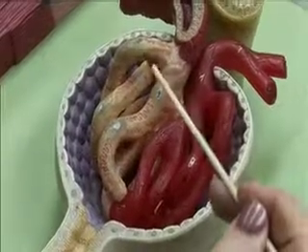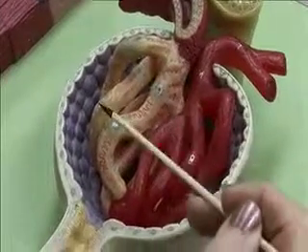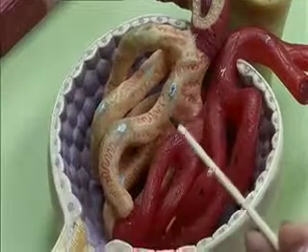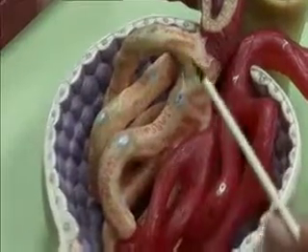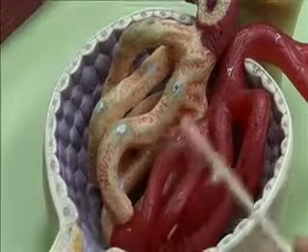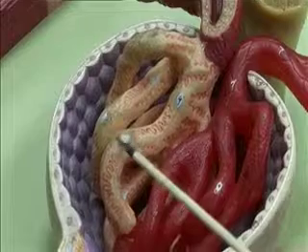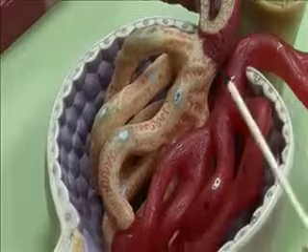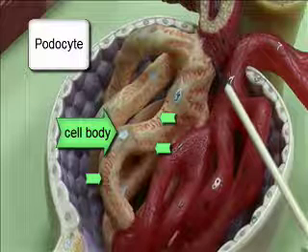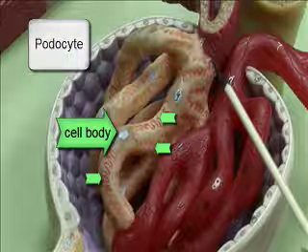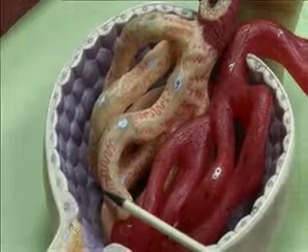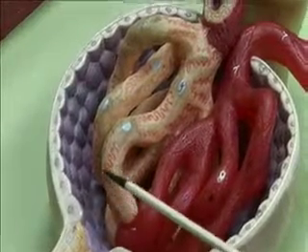Podocytes are shaped like starfish. You can see the tiny cell bodies here, and then the extensions, like legs that go in between. Each one of these starfish-like cells is an individual podocyte. And the entire group of podocytes makes up the visceral layer of the Bowman's capsule.